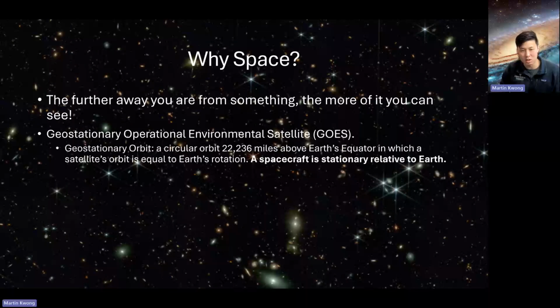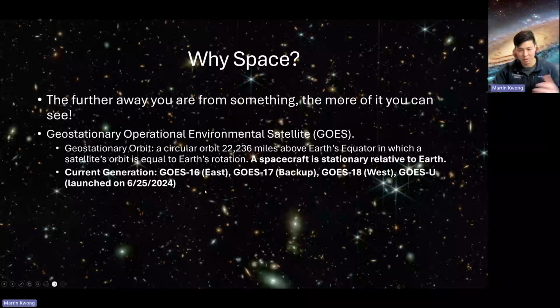Geostationary orbit is a circular orbit 22,236 miles above Earth's equator, in which a satellite's orbit is equal to Earth's rotation. So the spacecraft is stationary relative to Earth. As Earth is rotating, the spacecraft is orbiting at the same rate of that rotation. And here's the current generation of the fleet. Most recent is GOES-U, which is GOES-19 now since it's on orbit.